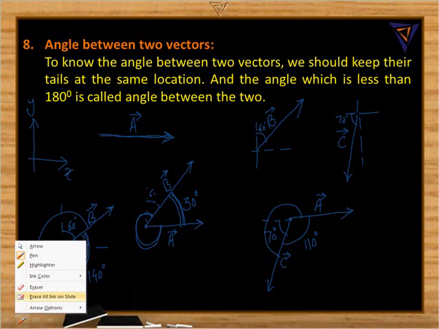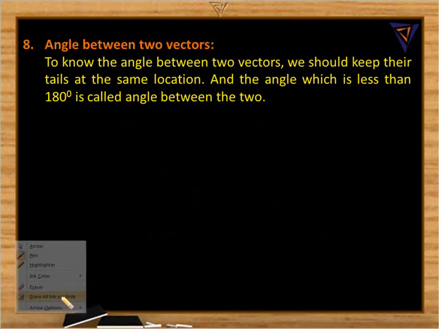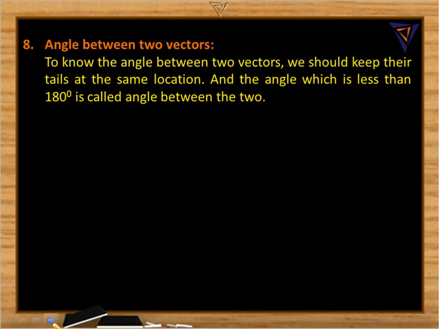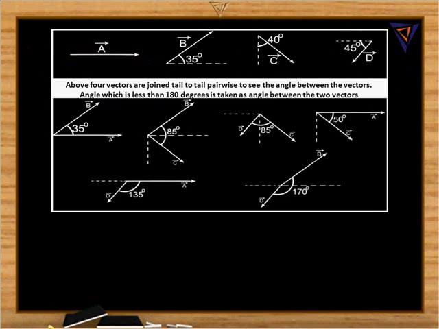In the next slide, I have kept several vectors A, B, C and D, and it is just for your practice that you are asked what is the angle between any of the pairs. For example, the vector A is here, which is along the x-axis. First, let me draw the reference x-axis and this is the y-axis.